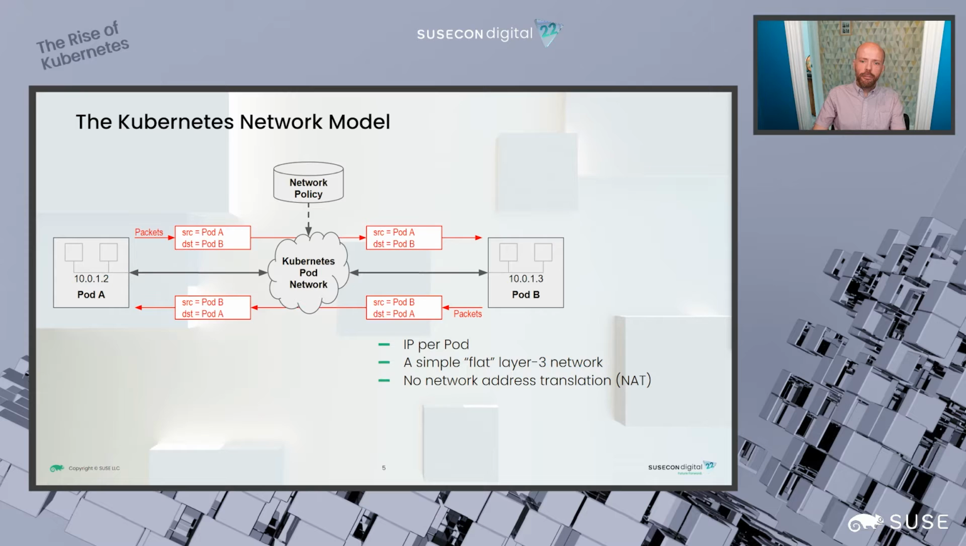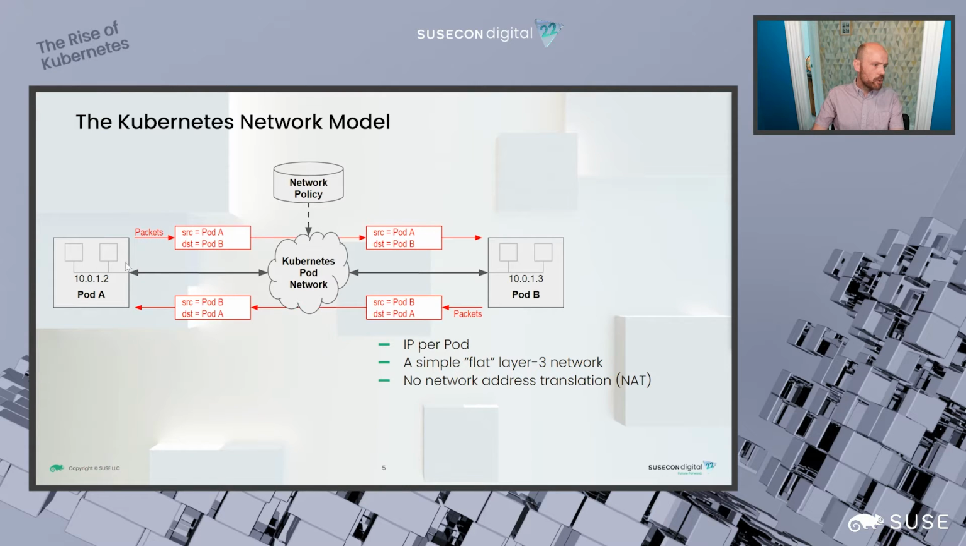This is a simple flat layer 3 network. That means it's all routed, there's no switching or broadcasts here. And every pod is aware of the IP address of every other pod. That is to say, they can all forward to each other with no restriction within the cluster. There is also no network address translation, or NAT, inside the cluster. So that's shown with the red in the diagram.